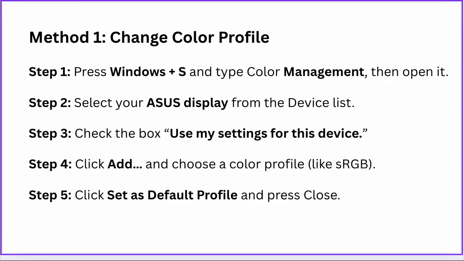Press Window plus S and type color management and then open it. Then select your ASUS display from device list. Then check the box, use my settings for the device and then click add. And then choose a color profile like sRGB. Then click set as default profile and press the close button.